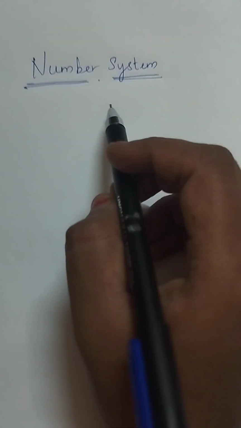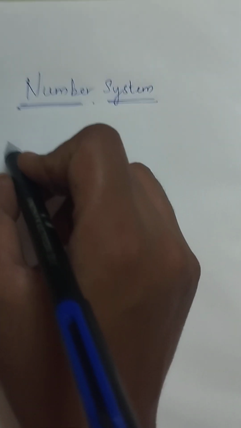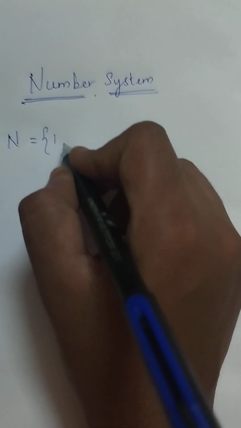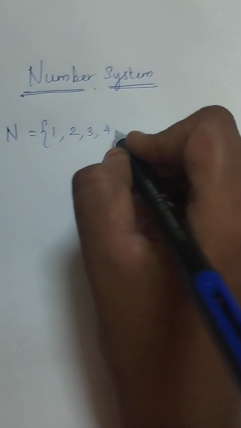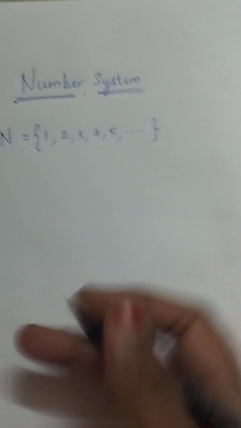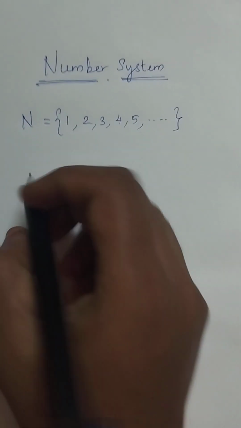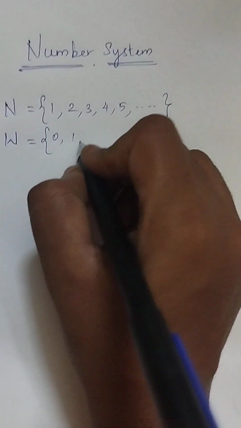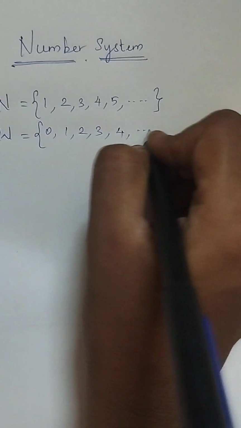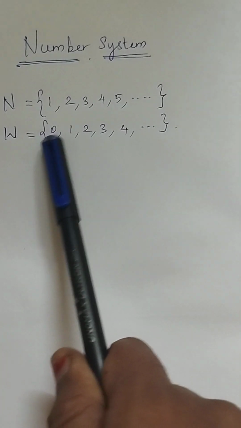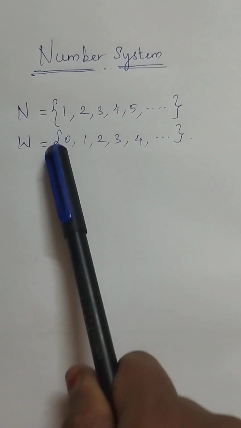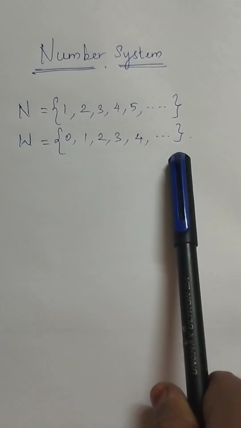What are the numbers? Okay, so firstly we should know what is a natural number. Natural number is denoted by N. So natural number starts from 1, 2, 3, 4, 5, etc. It goes on. So this is a set of all natural numbers. Next one is whole numbers: 0, 1, 2, 3, 4, etc. So whole number is nothing but just an extension of natural numbers. So along with the natural numbers, if you include a 0, that is the set of all whole numbers.